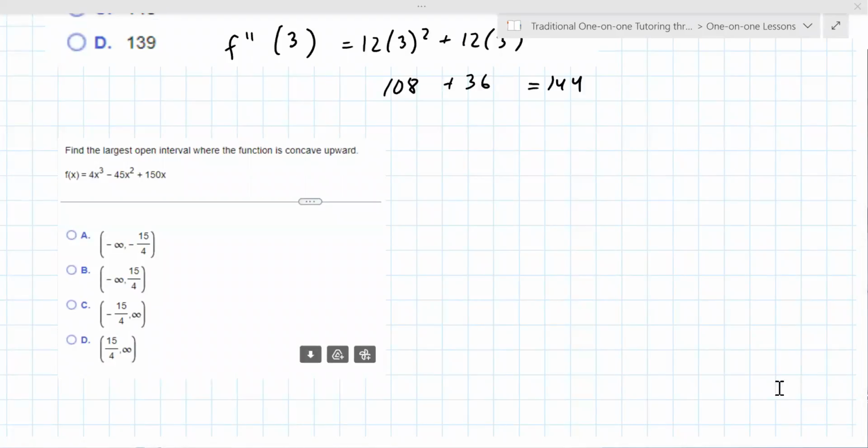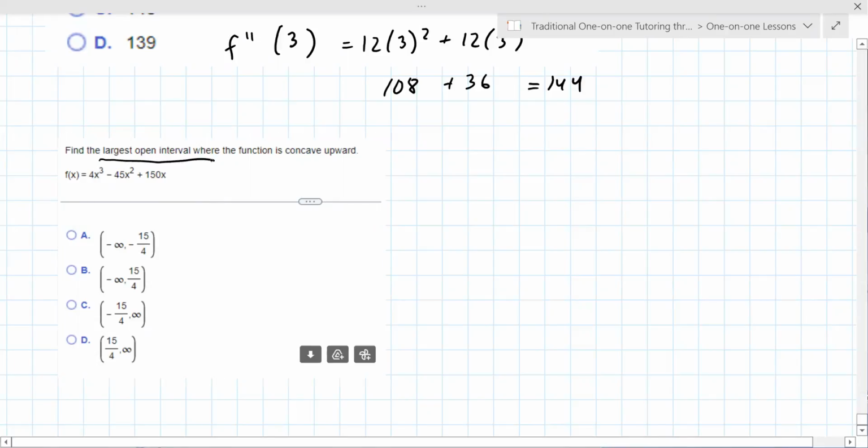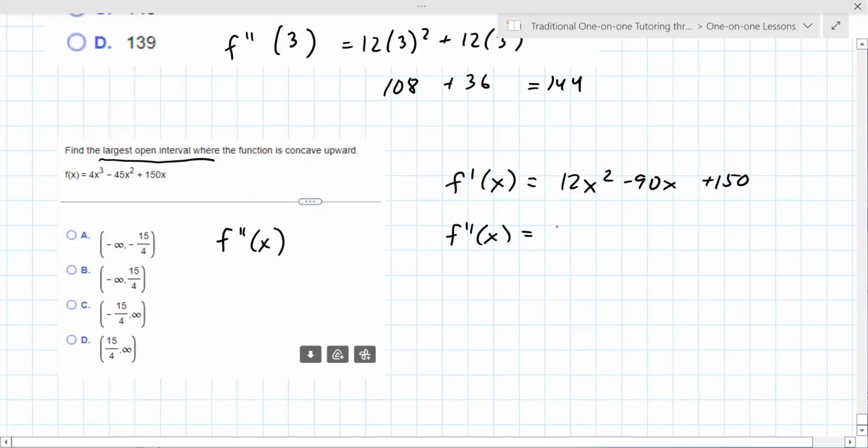Okay, find the largest open interval where the function is concave up. That's kind of interesting. Why does it say largest? So this concavity is second derivative. So you got to find your first derivative. First derivative is 12x squared minus 90x plus 150. And then second derivative is 24x minus 90. You set that equal to 0. And x is 90 over 24, which reduces to 45 over 12, which reduces to 15 over 4.